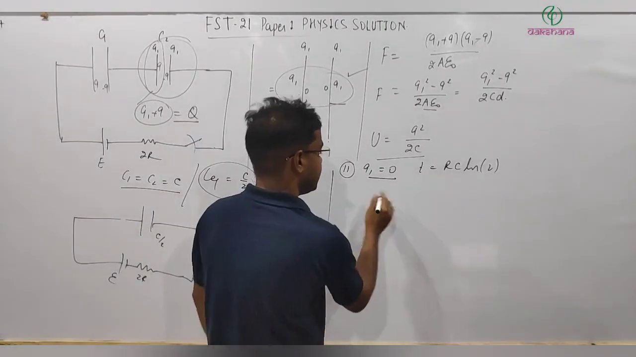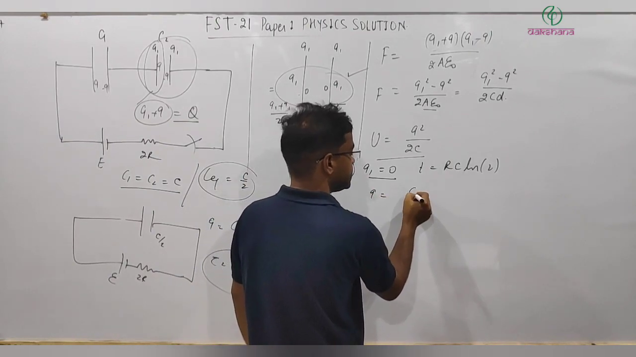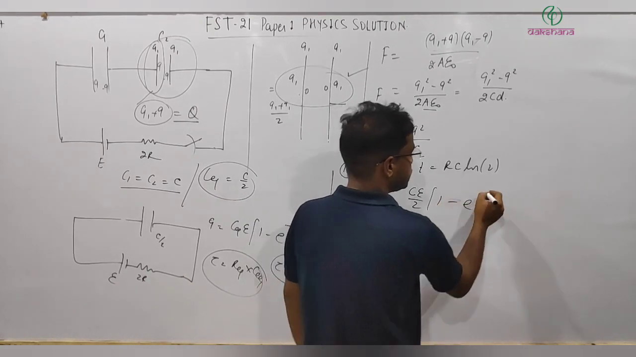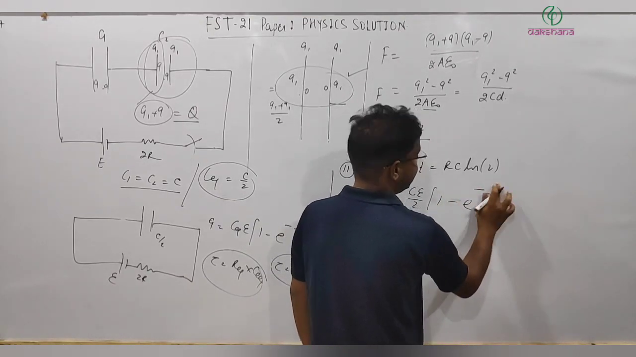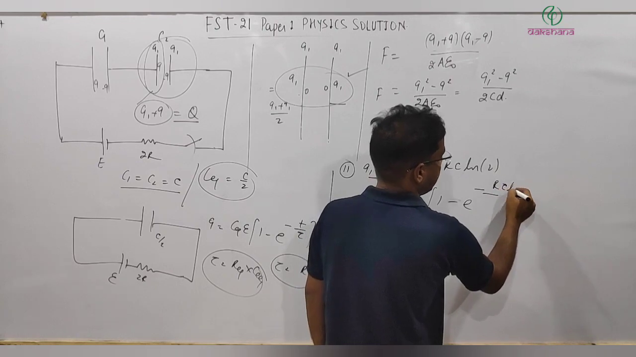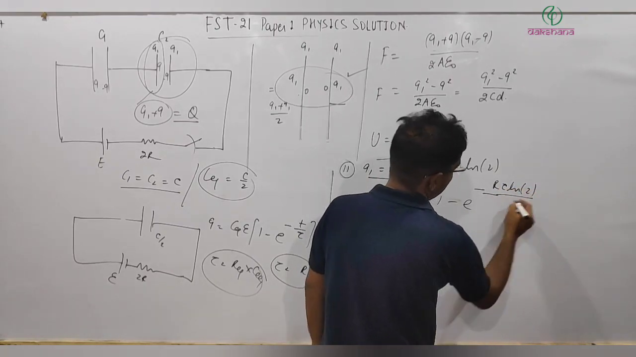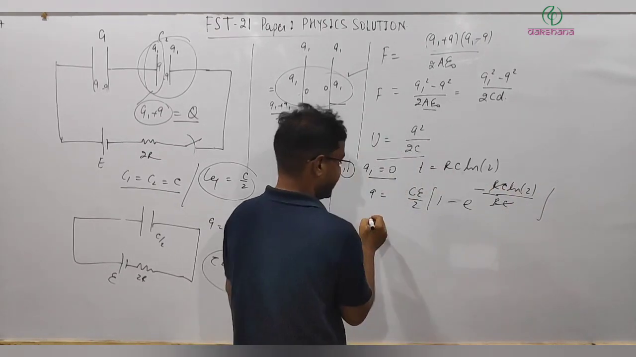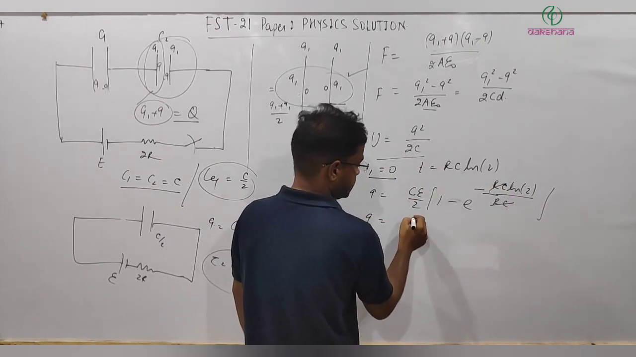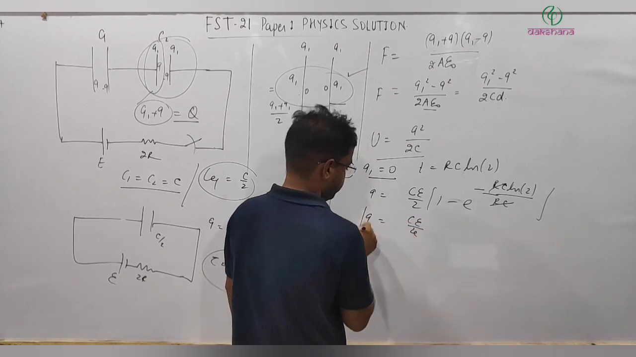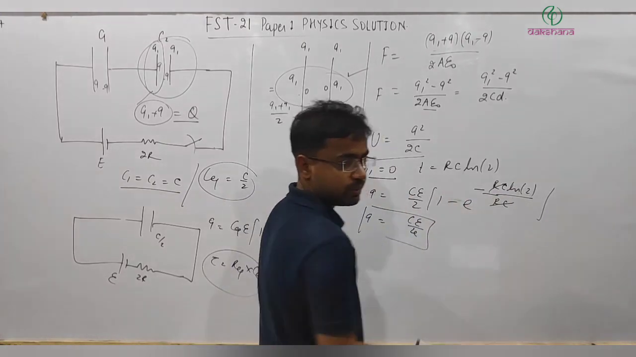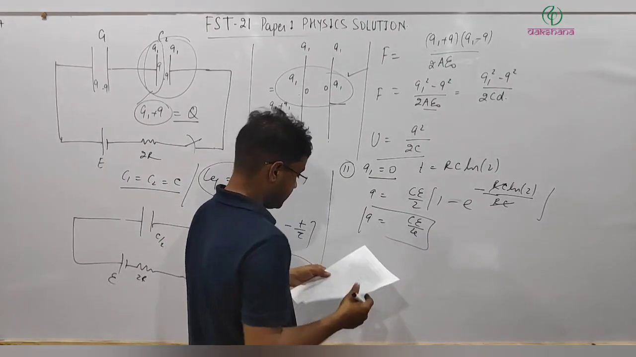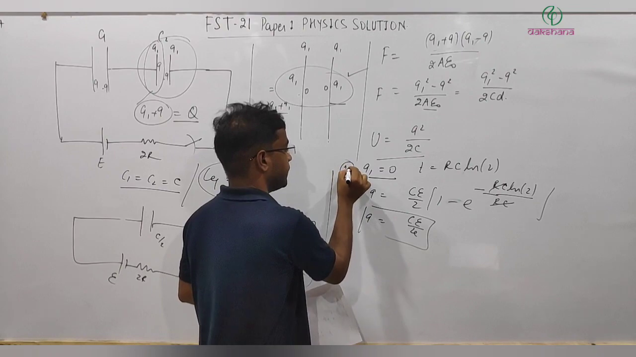So then at this time I can write Q is equal to C equivalent times E, that is C by 2 times E, into 1 minus e raised to power minus t by tau, where t is RC ln 2 and tau is also RC. So we are getting Q coming out to be CE by 4, C by 2 and this will be 1 by 2, so CE by 4. So here the charge will be the third option. This is question number 11.